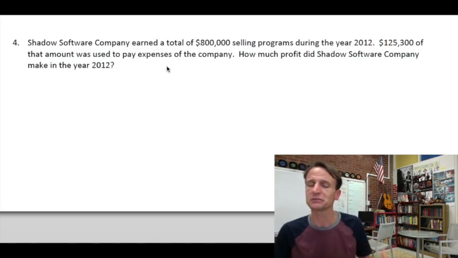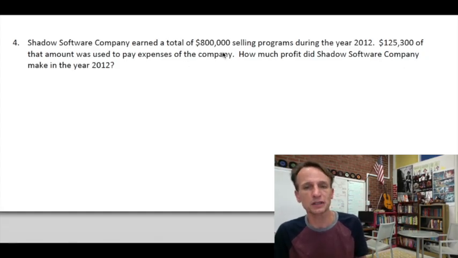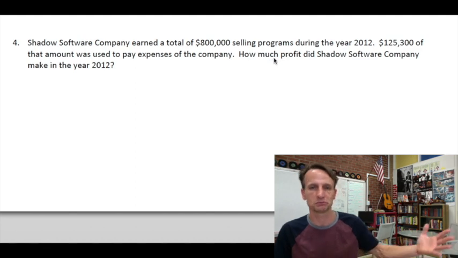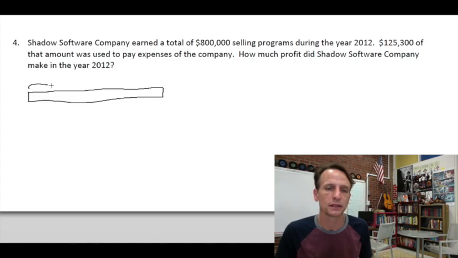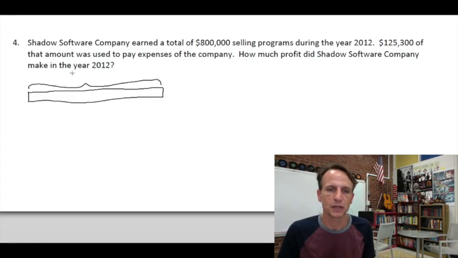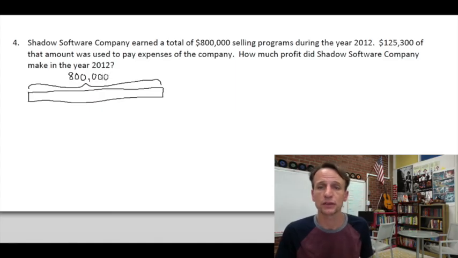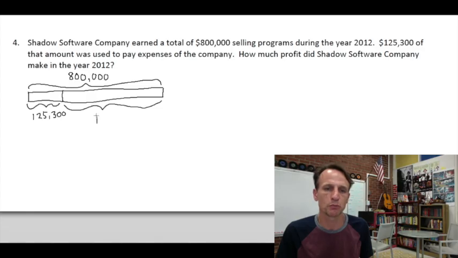Well, you might remember from some economics you've had that if you take what you earn and subtract your costs, you will be left with profit. To make it nice and simple there. So if we take what they earned, the whole thing, drawing out our little tape diagram here, it's a stick of gum. And bracket it. So they made $800,000. That's the whole cash drawer. Now the part that was expenses, section off a little part here, that was $125,300. What we're trying to find is the profit, which we will call P, of course.